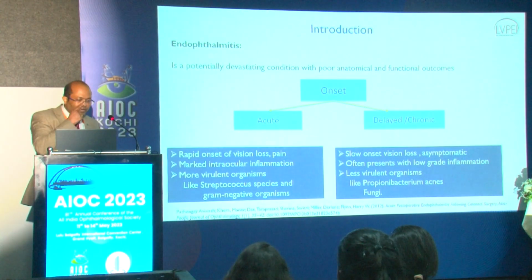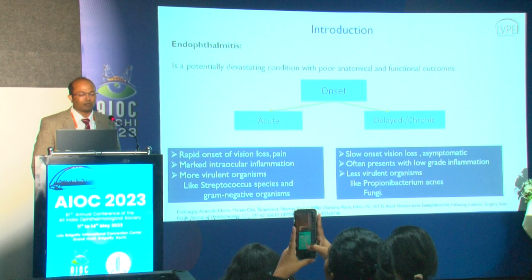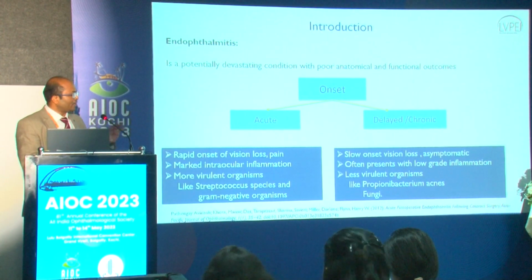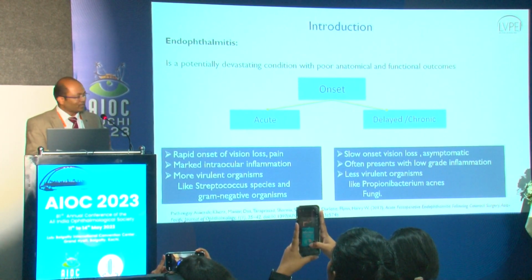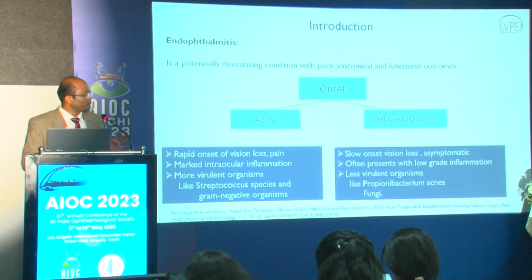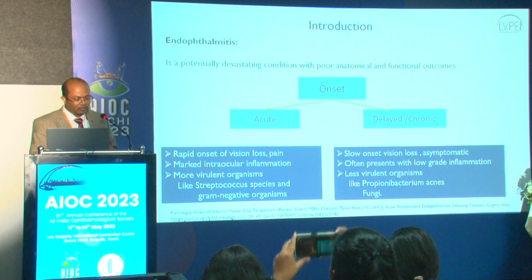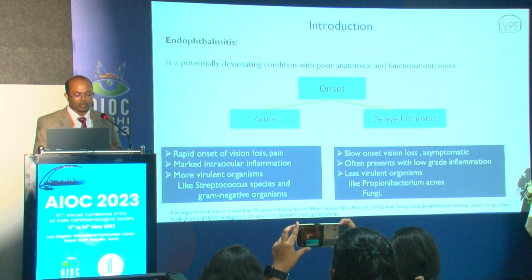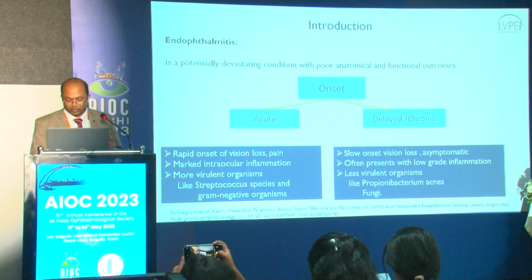As we all know, endophthalmitis is a potentially devastating condition with a poor anatomical and functional outcome. If you look at the onset, it could be acute or delayed or chronic. What are the classical clinical features in acute onset? It is usually rapid onset of vision loss and pain, marked intraocular inflammation, and more virulent organisms responsible for causing acute endophthalmitis, like Streptococcus species as well as gram-negative organisms.